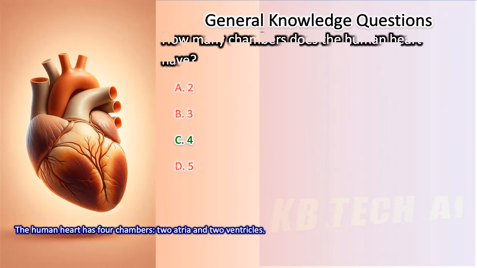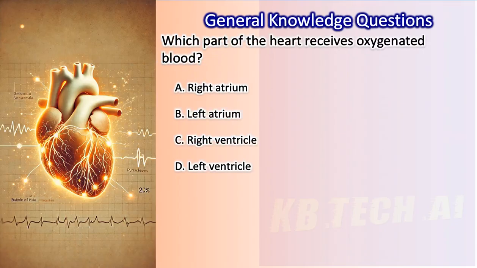The answer is Option 3. 4. Which part of the heart receives oxygenated blood? Option 1. Right atrium. Option 2. Left atrium. Option 3. Right ventricle. Option 4. Left ventricle.